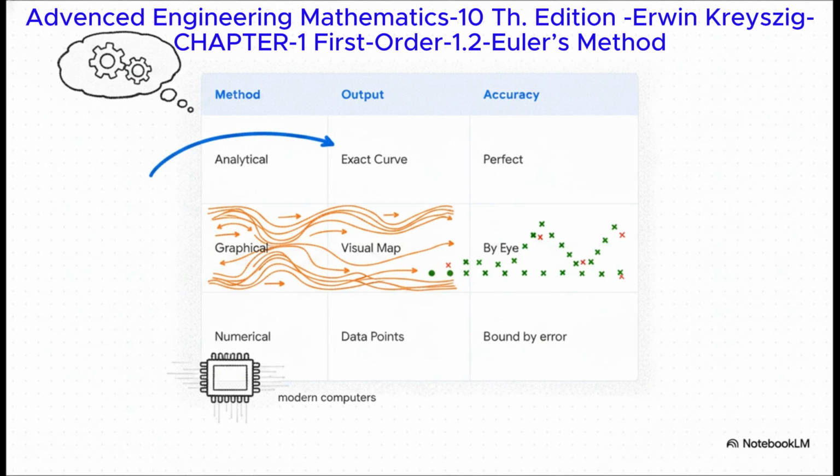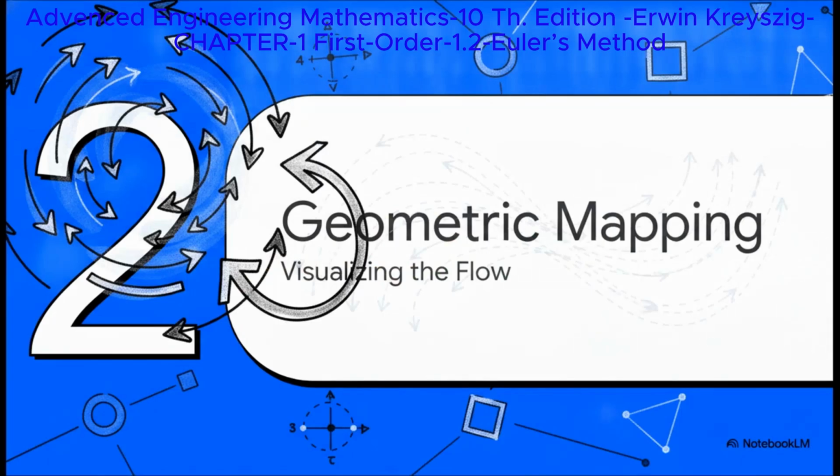We rely on the rest of our toolkit, specifically graphical methods that give us a visual map of how a system behaves, and numerical methods to generate discrete, approximate data points. That numerical approach is an absolute game changer because modern computers can crunch those numbers, no matter how nasty the equation is. Moving right along to Section 2, Geometric Mapping of ODEs.